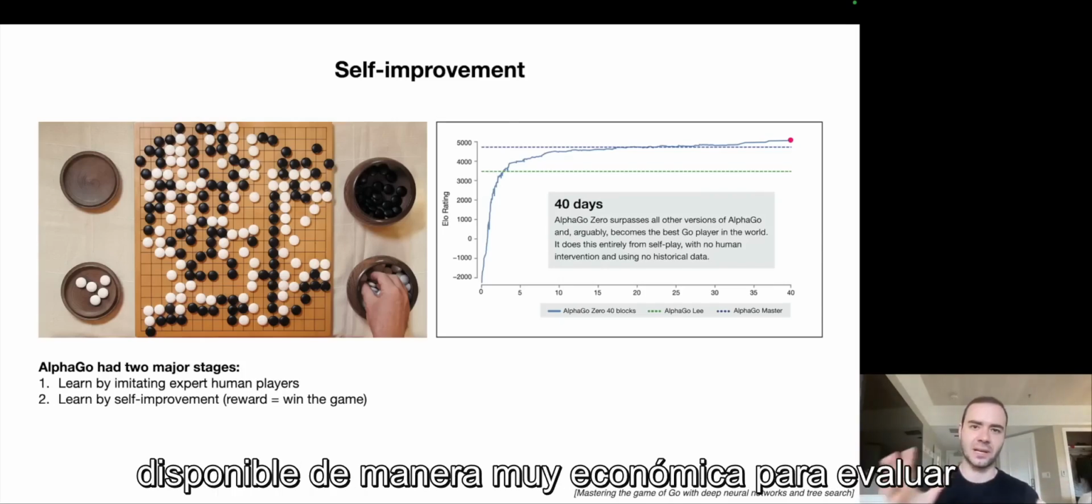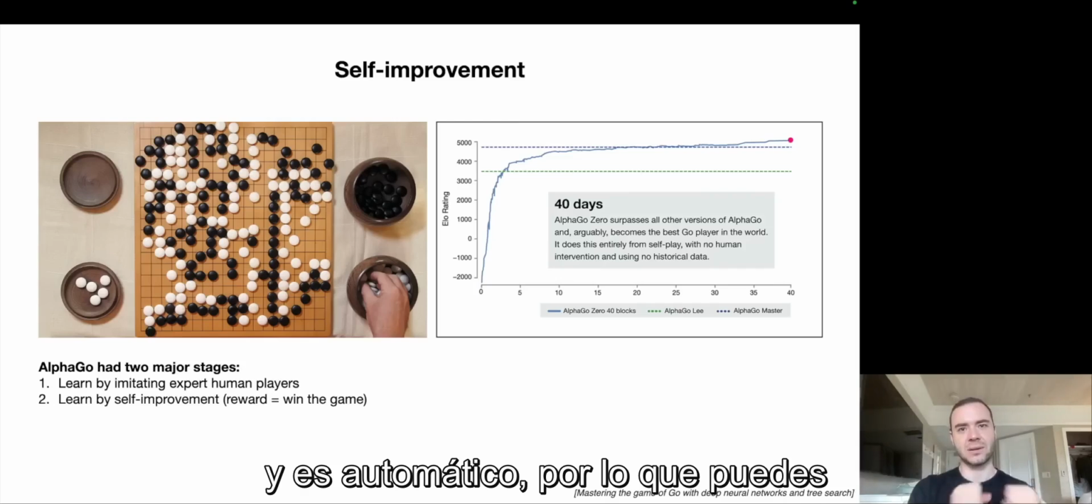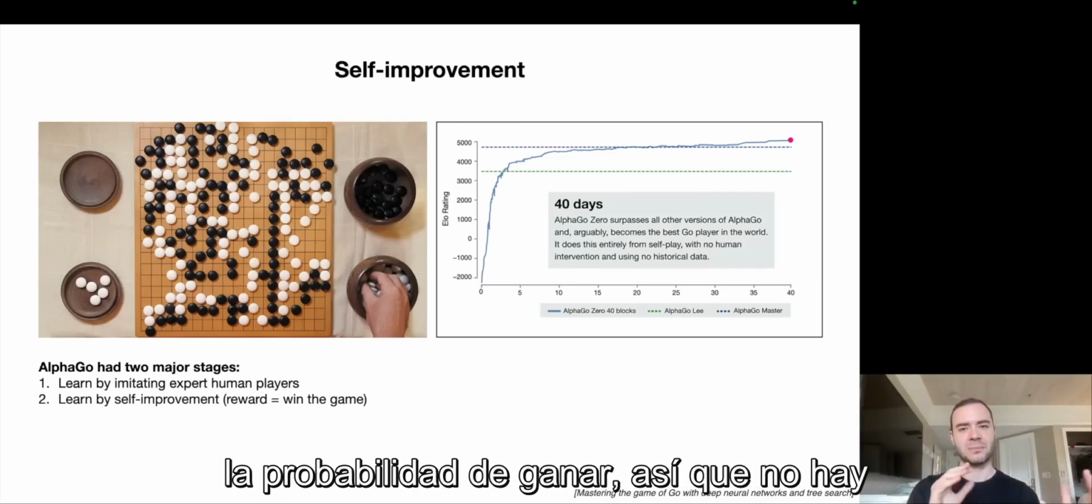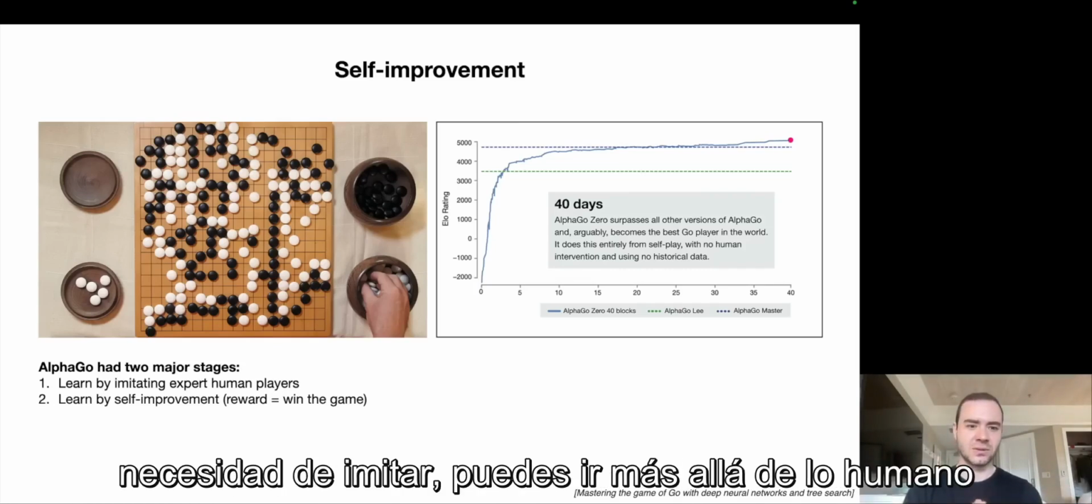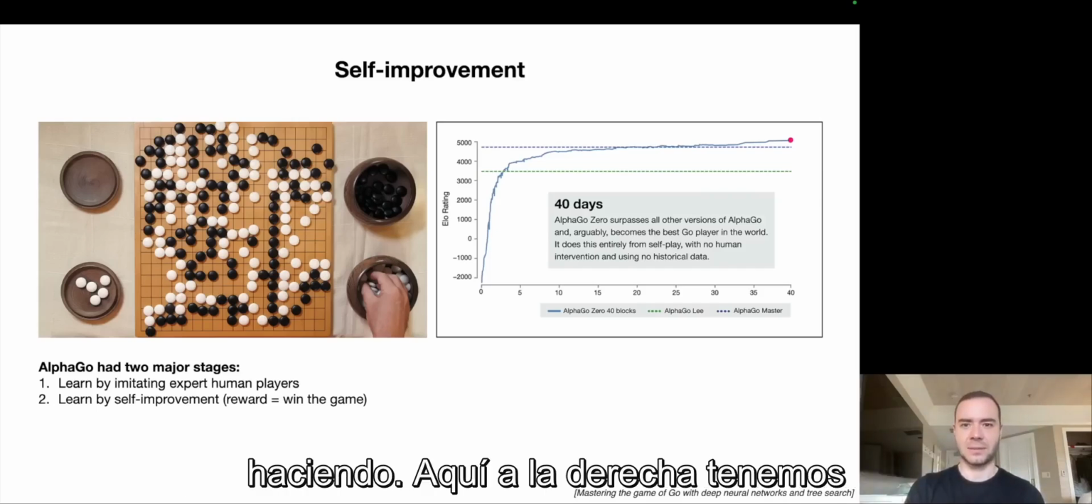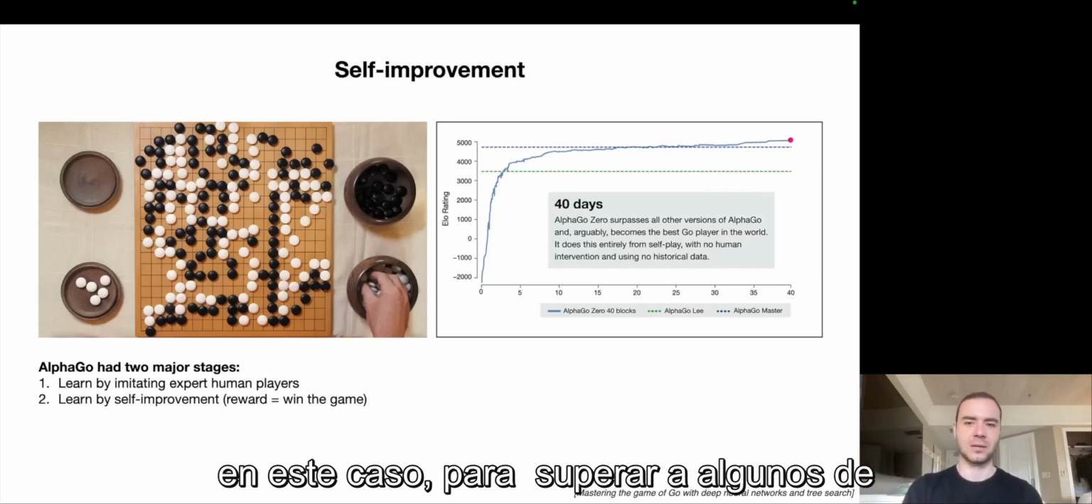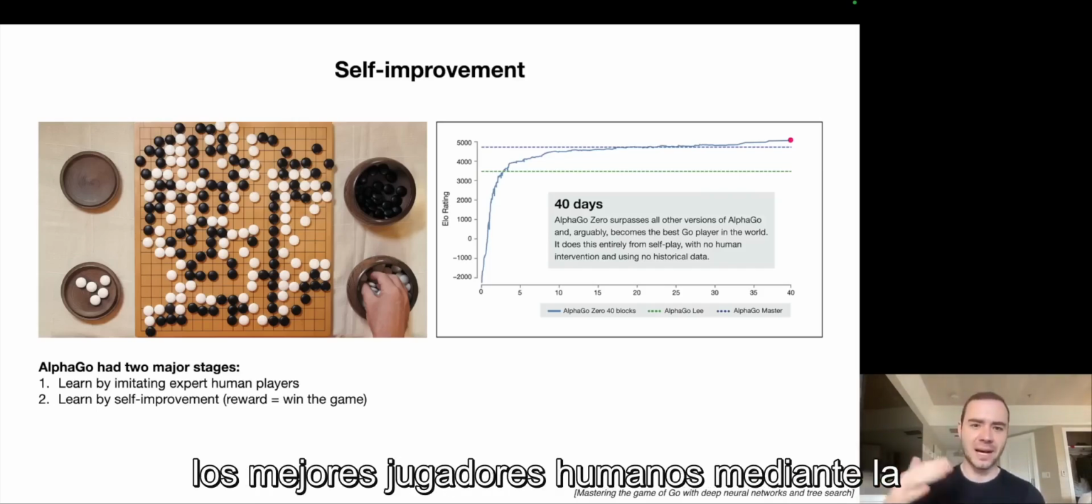This is something that is available, very cheap to evaluate, and automatic. And so because of that, you can play millions and millions of games and kind of perfect the system just based on the probability of winning. So there's no need to imitate. You can go beyond human. And that's in fact what the system ended up doing. So here on the right, we have the ELO rating, and AlphaGo took 40 days in this case to overcome some of the best human players by self-improvement.